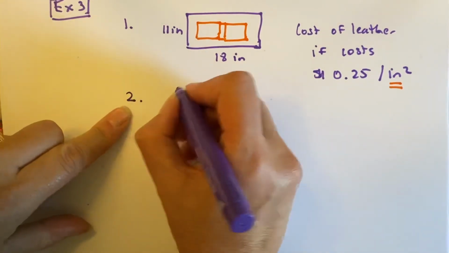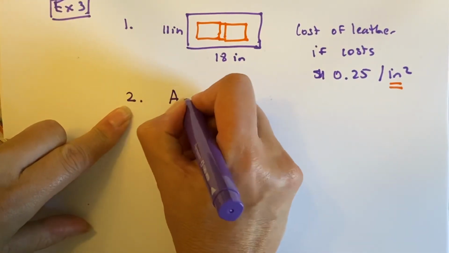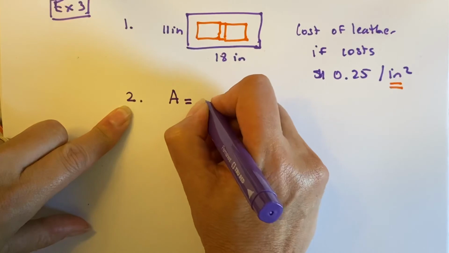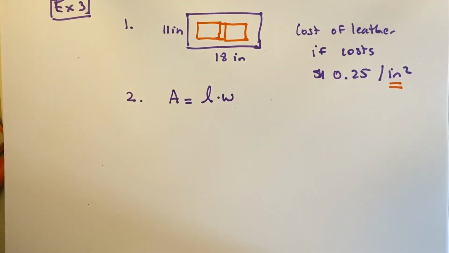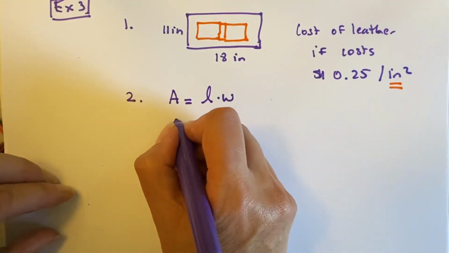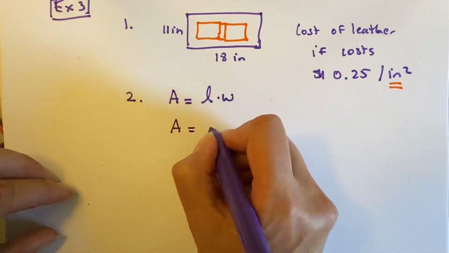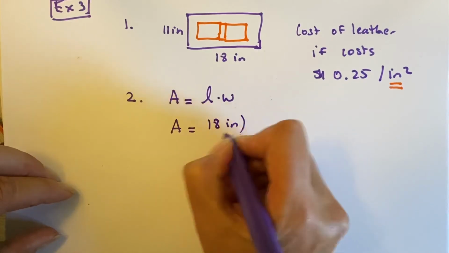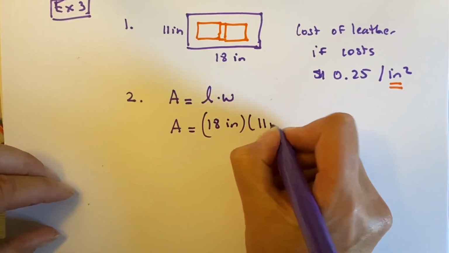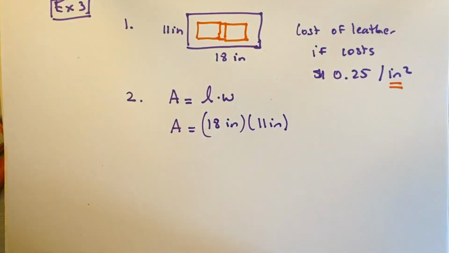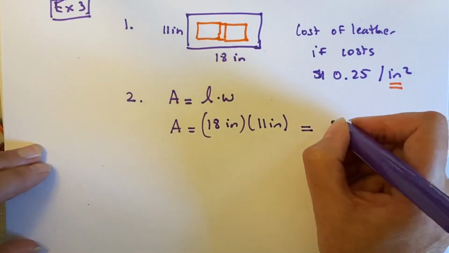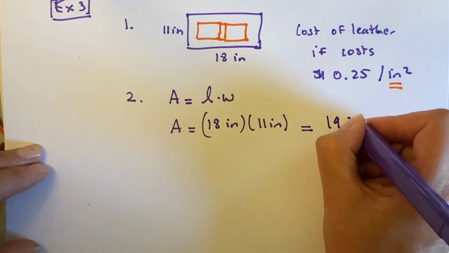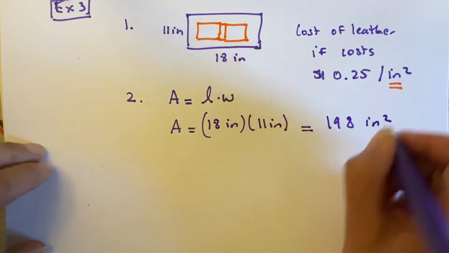Well, we're going to use a formula for this. Area of a rectangle is length times width, right? Well, they gave me the length and width. My length is 18 and my width is 11. So I know that the area of the leather that I need is going to be 198 square inches.